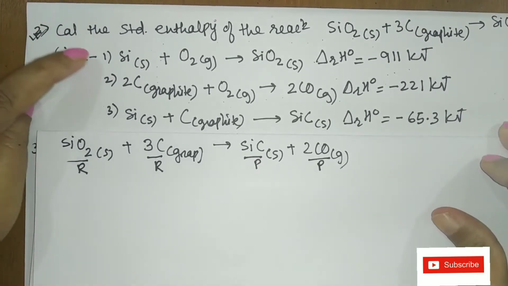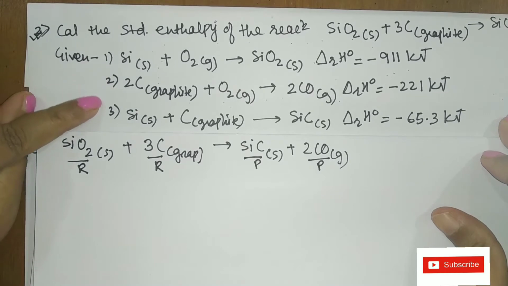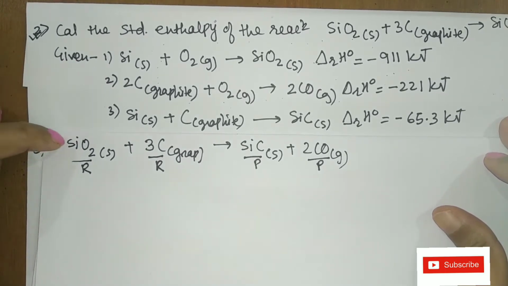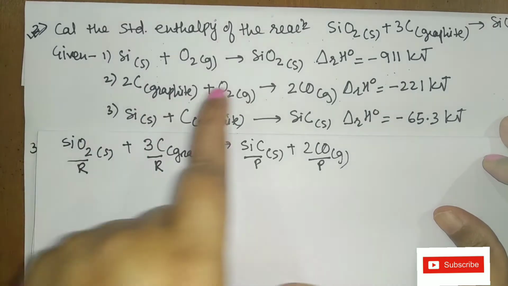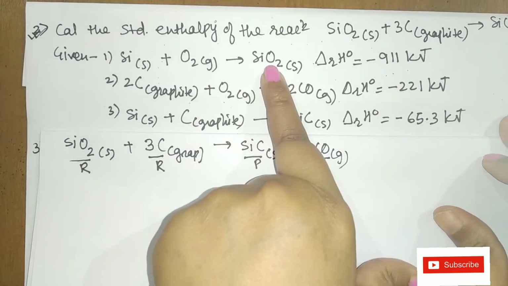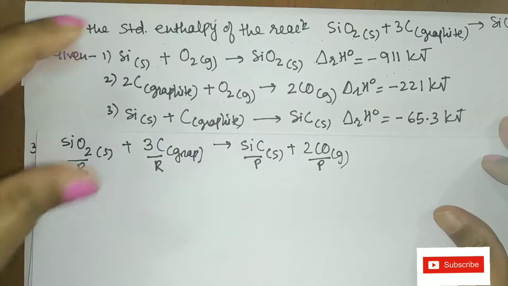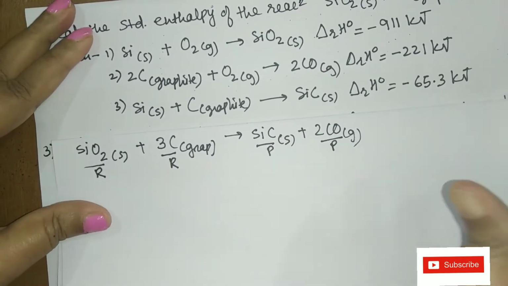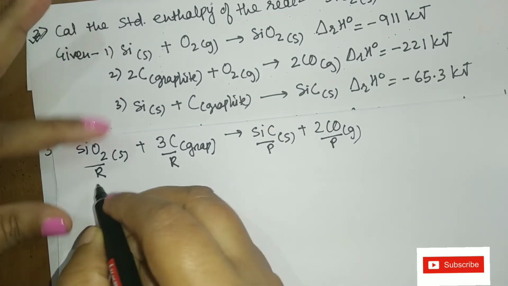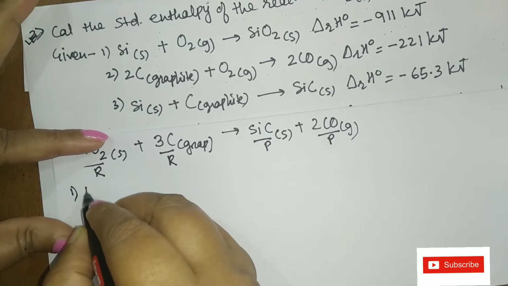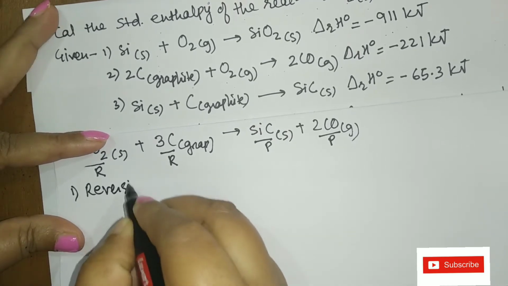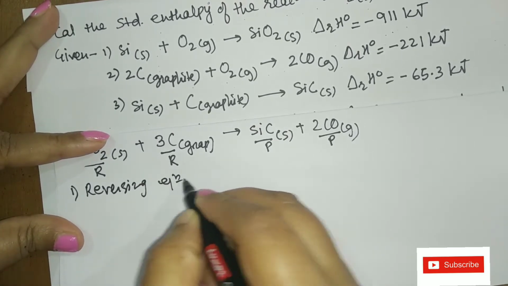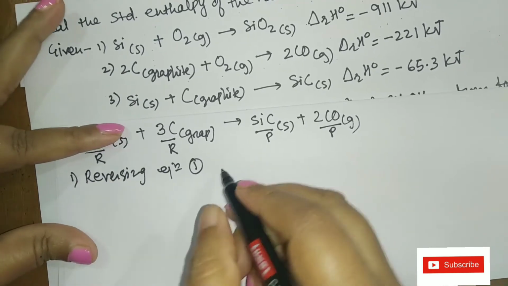So if I see the given data, they have given three equations. I want SiO2 on the reactant side. I have SiO2 in equation 1, but it is on the product side. So what I should do is, the first step is I should reverse equation 1. So my first step is reversing equation 1.